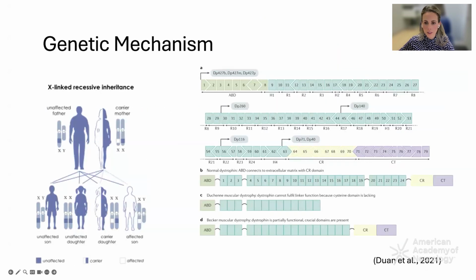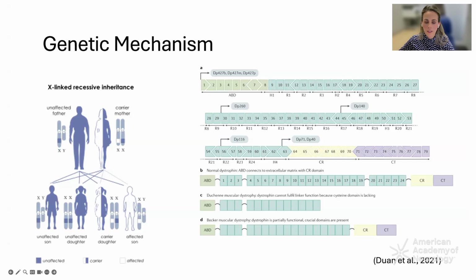Dystrophinopathies are X-linked recessive disorders. There's no male-to-male transmission. Males are predominantly affected, and daughters of males are obligatory carriers. Females can be affected and are termed manifesting carriers, and this is due to skewed inactivation of the X chromosome. Affected females typically have milder and much later symptom onset than males.